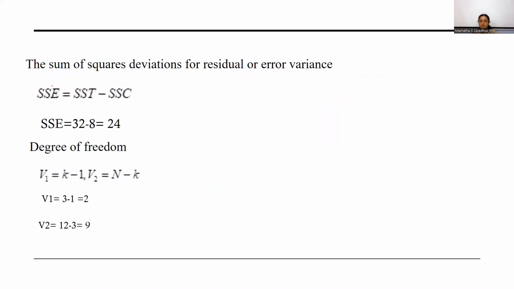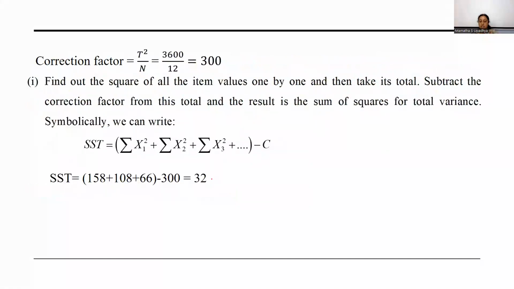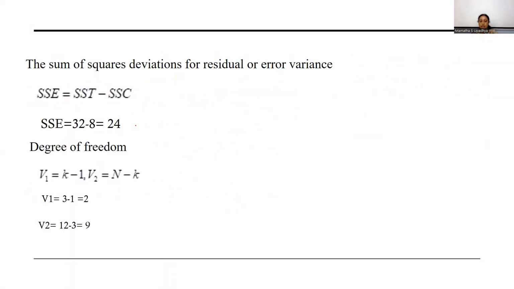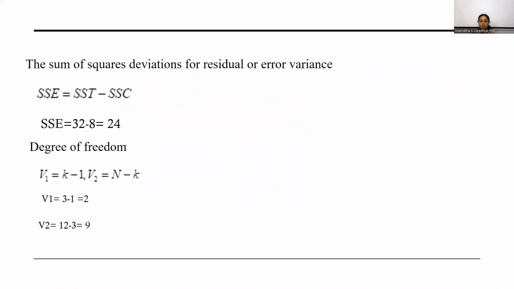So next step is to find the sum of squares of deviation for residual, or find the error variance. So error variance is given by the formula SSE, SSE is equal to SST minus SSC. So previously we have calculated our SST. SST is 32 and then we have calculated SSC, right? So SSC as 8. So therefore 32 minus 8 which will be equal to 24.